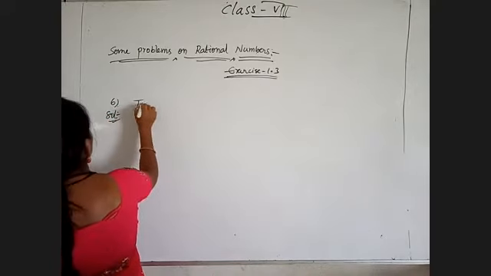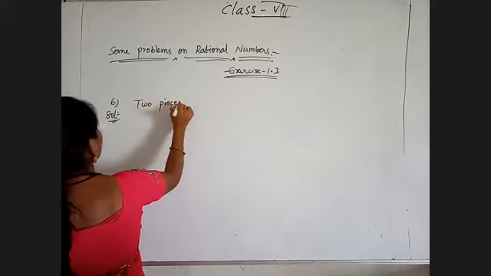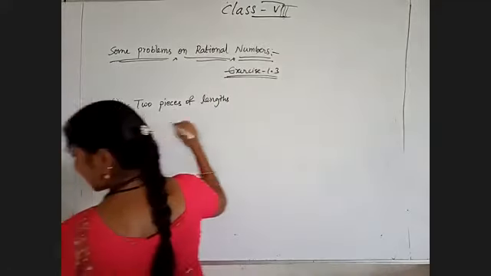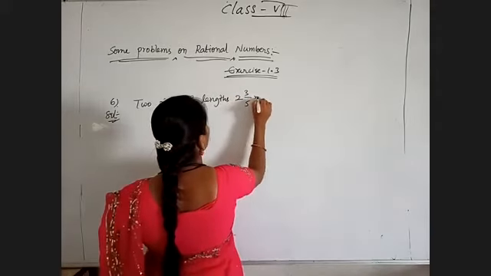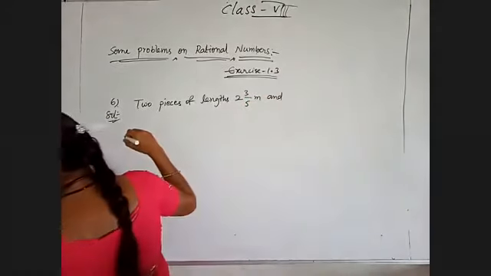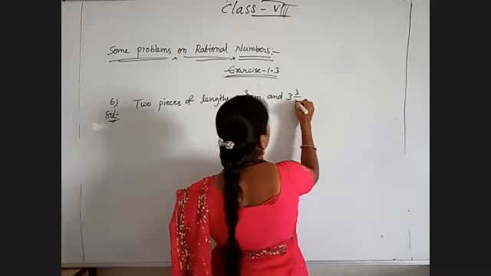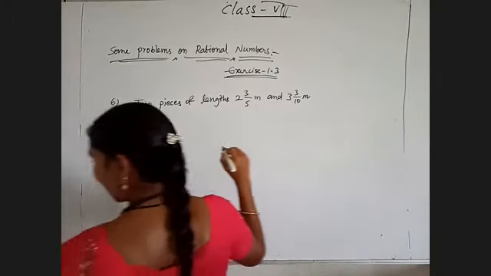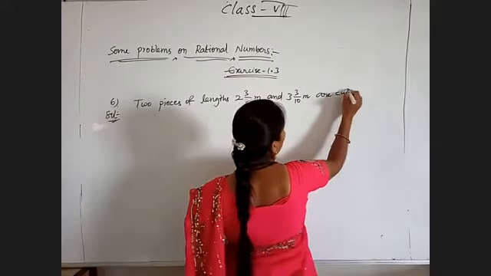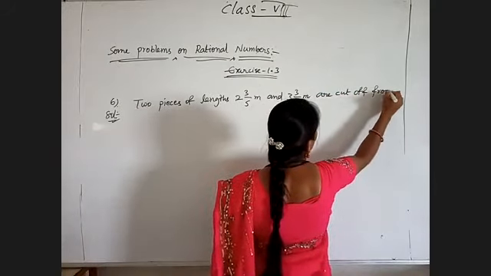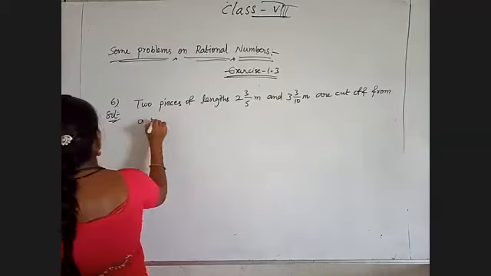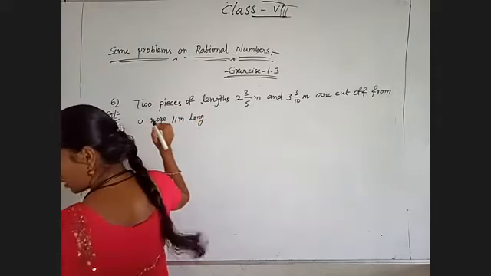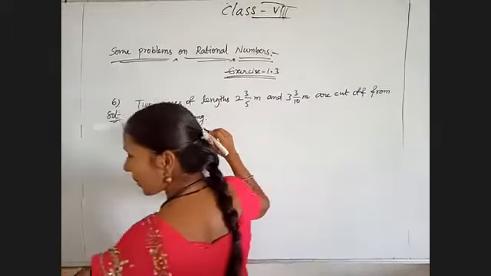Two pieces of length 2 3/5 meters and 3 3/10 meters are cut off from a rope 11 meters long. Okay. What is the length of the remaining rope?